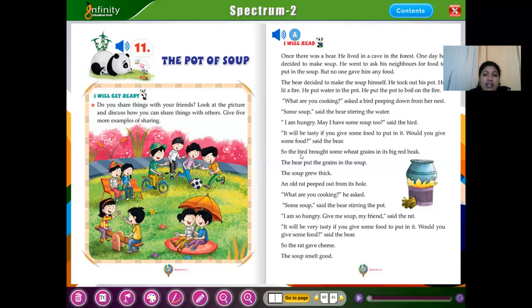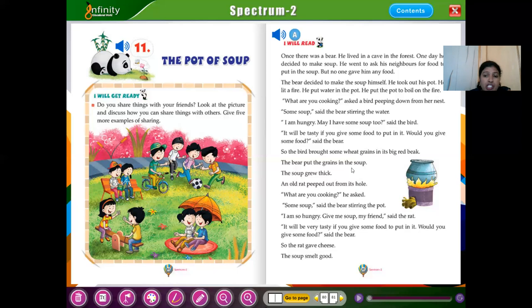So, the bird brought some wheat grains in its big red beak. Okay, children. When the bear asked the bird to give some food, the bird brought some wheat grain in its red beak. You know the beak. The bird has a beak that it uses to eat something, isn't it? So, the bird brought some wheat grain in its big red beak. The bear put the grains in the soup.